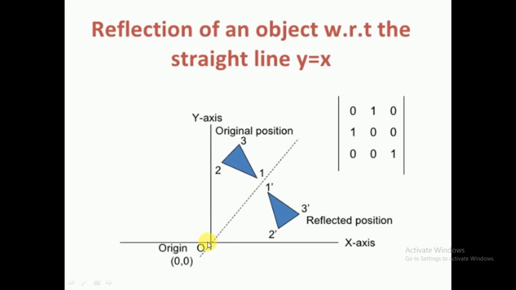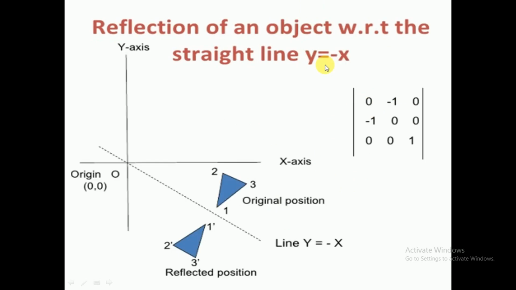Now after reflection, in the x direction it will become 10. Then whatever x was there, it will become y. In x it was 2 units, now y will become 2 units, right? That's why x will become y and y will become x; they will interchange positions. This is a reflection about a straight line y equal to x.